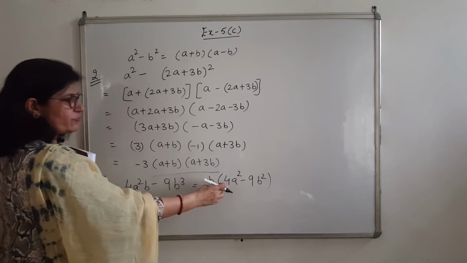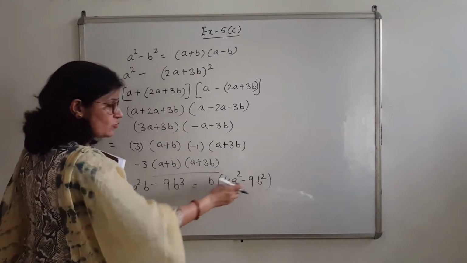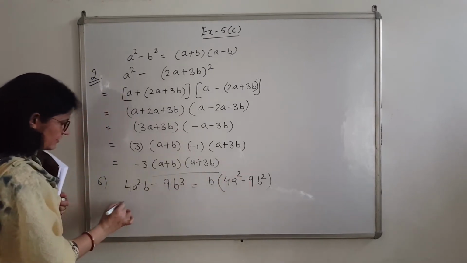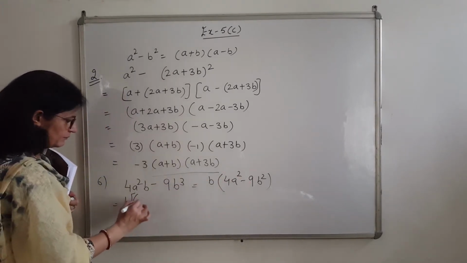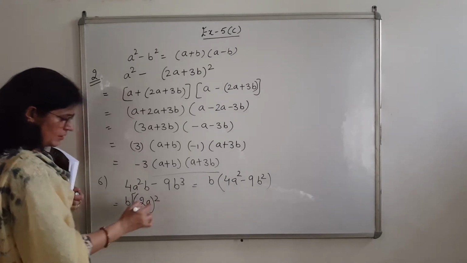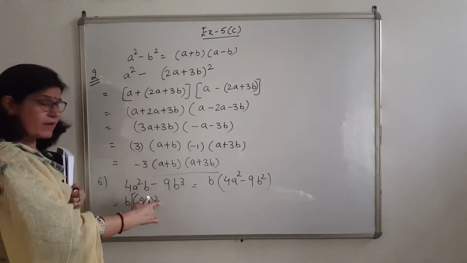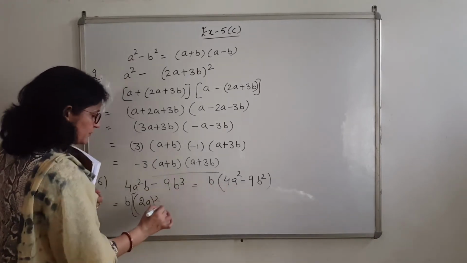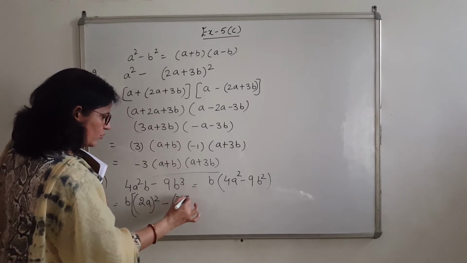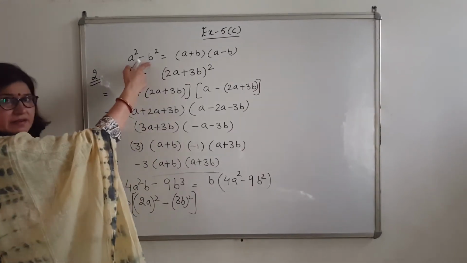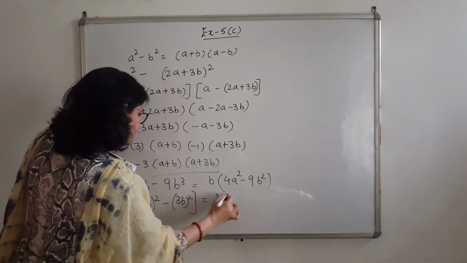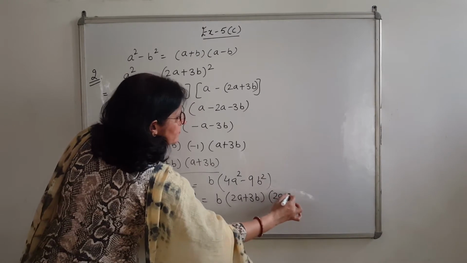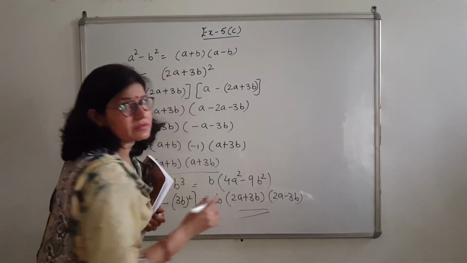Now we have to change 4 also in the form of a square and 9 also. 4 is the square of 2 and 9 is the square of 3. So we can write it like this: b, (2a) whole square. If you remove this power again, then square of 2 is 4 and square of a is a square. Similarly here (3b) whole square. Now using the same identity, what we will get? b(2a plus 3b)(2a minus 3b). These are the factors.